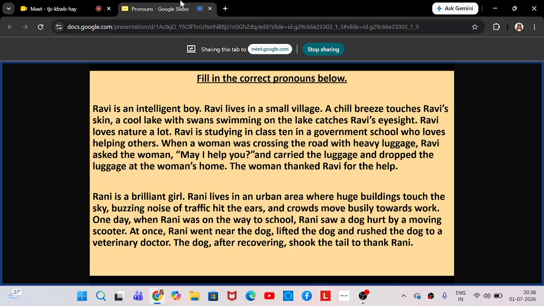Veterinary. The dog, after recovering, shocked the tail to thank her. It is not shock, it is shook. Shake would have past tense, shook. Okay. Shook the tail to thank Rani.